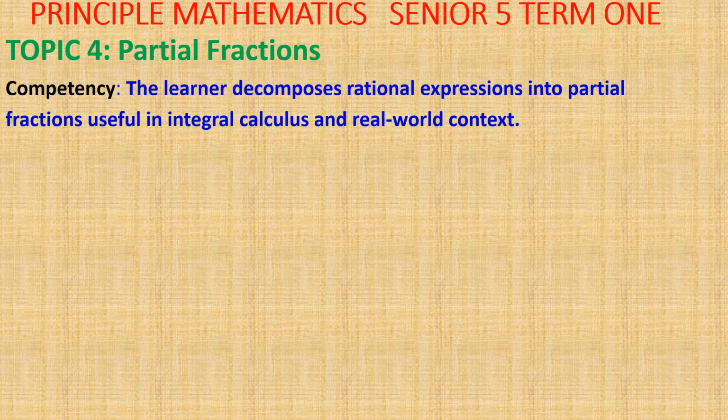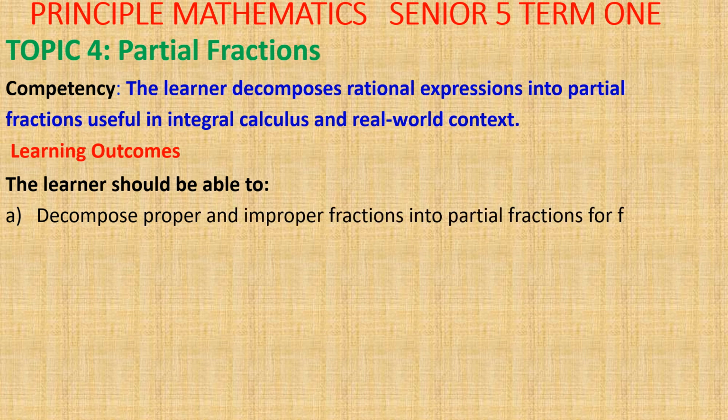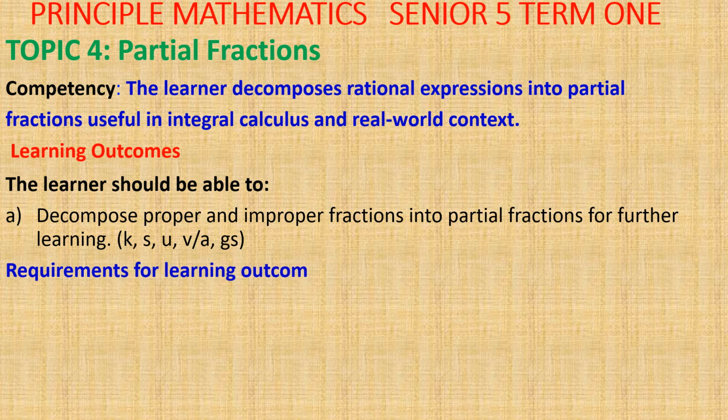and real-world context. So the learning outcomes, actually we have only one learning outcome here. The learner should be able to particularly decompose proper and improper fractions into partial fractions for further learning. So keeping at hand the knowledge, skills, understanding, values and attitude, and then the generic skills. Now, for you to accommodate this knowledge of decomposing proper and improper fractions into partial fractions, you actually need to possess some credentials, and I call them the requirements for the learning outcome.